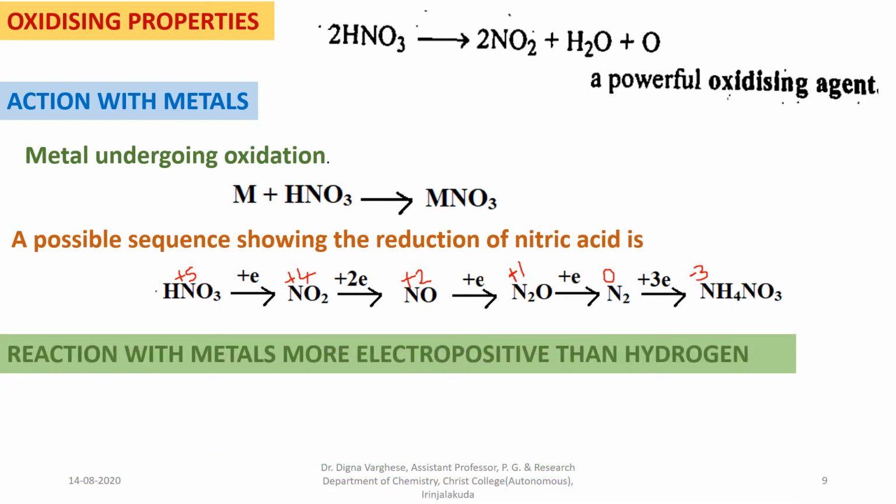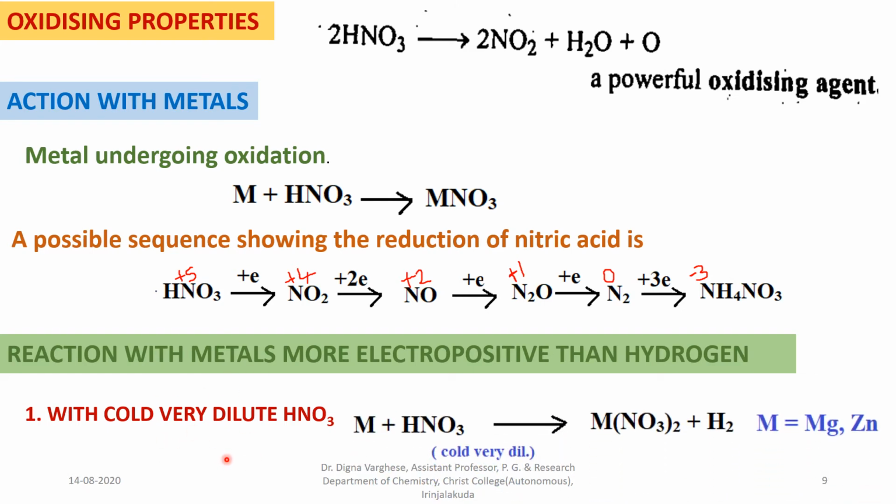Reaction with metals more electropositive than hydrogen. With very cold dilute nitric acid, the metal reacts to give the corresponding nitrate, with the evolution of hydrogen. The metals used for this type of oxidation reaction are magnesium and zinc.